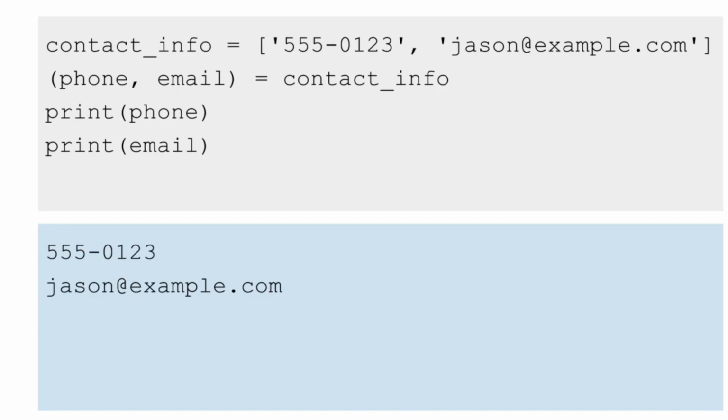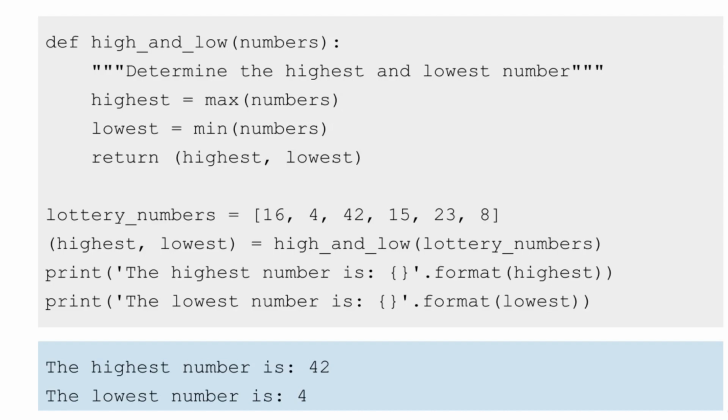You can also use tuple assignment with lists. Here we assign the first value in the list to the phone variable and the second item in the contact info list to the email variable. Then we display that information to the screen. Tuple assignment can be used with functions as well. For example, you could create a function that returns a tuple and assign those values to different variables.